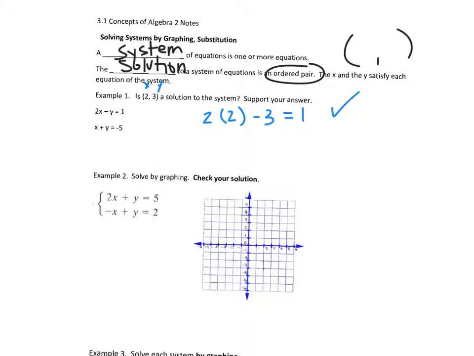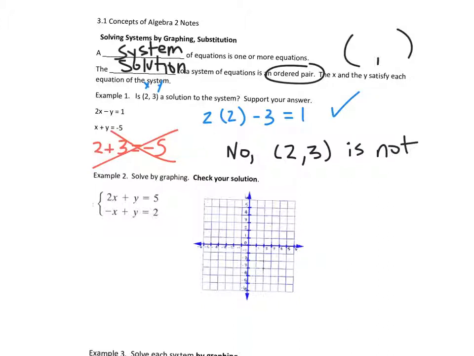Then I try the second equation. Does 2 plus 3 equal negative 5? No, it doesn't work. So no, (2, 3) is not a solution. It has to satisfy both equations. Okay, so they both have to work. SOLN is a shorthand word for solution.